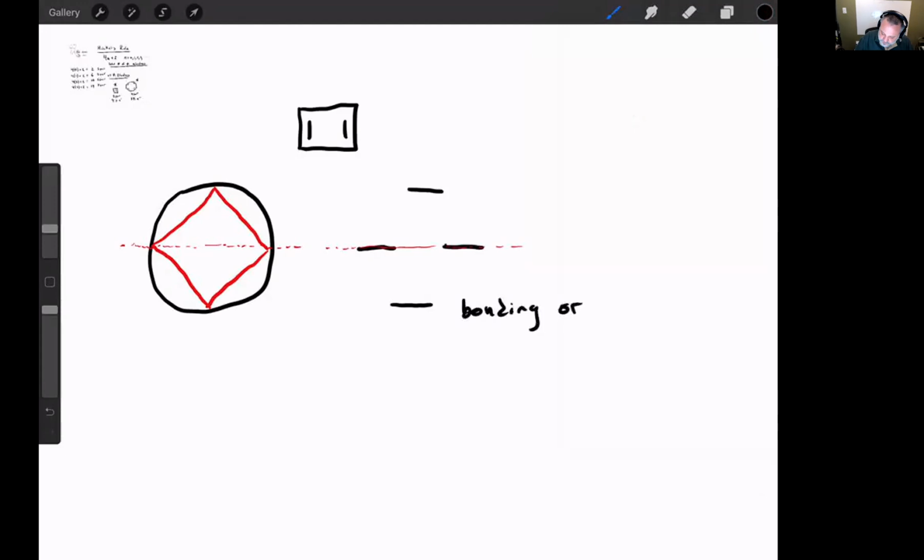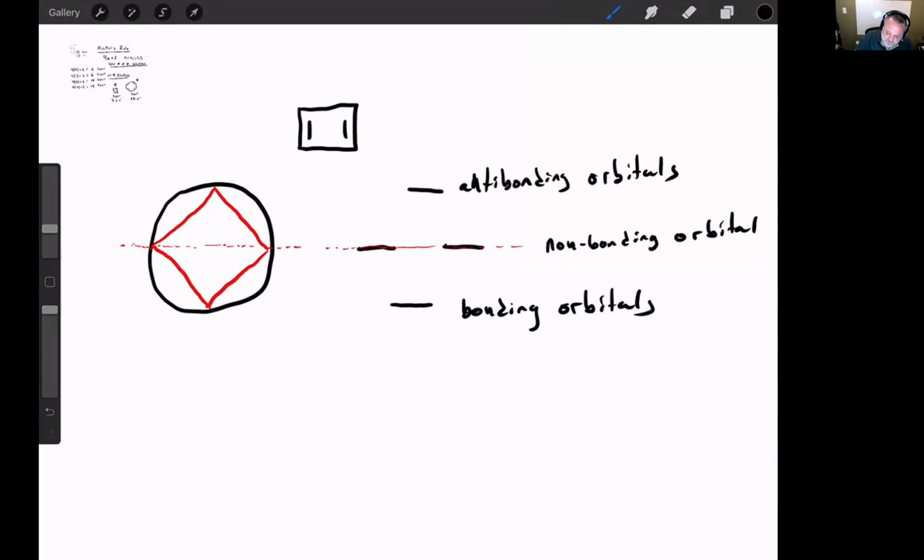And just like before, you have bonding orbitals and anti-bonding orbitals. These orbitals that fall directly on the line are called non-bonding orbitals. And so if we were to populate the 4 electrons in these orbitals, we would see that we have 2 electrons that come into the non-bonding orbital. And in this case, we would say that the structure is anti-aromatic. So let me just show you a couple more examples of these Frost circles.